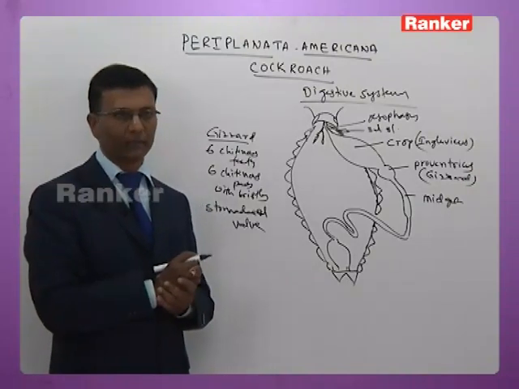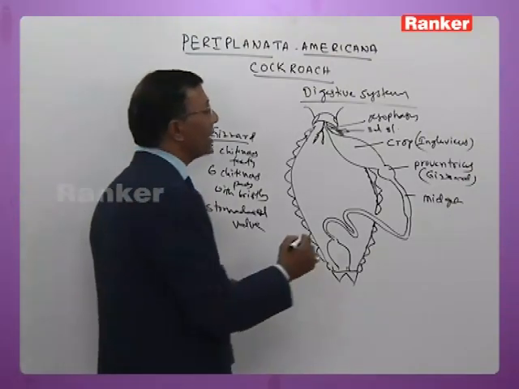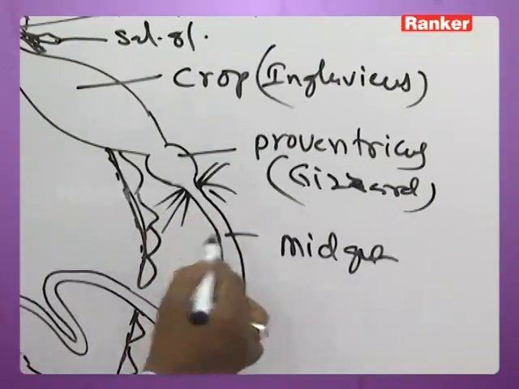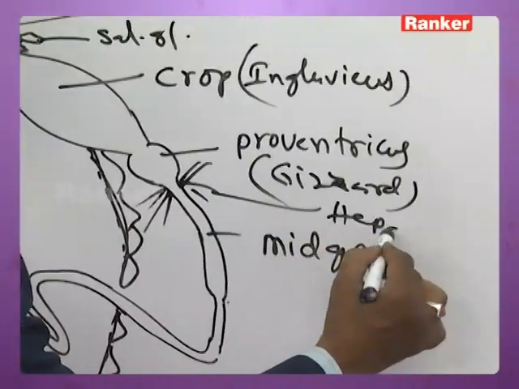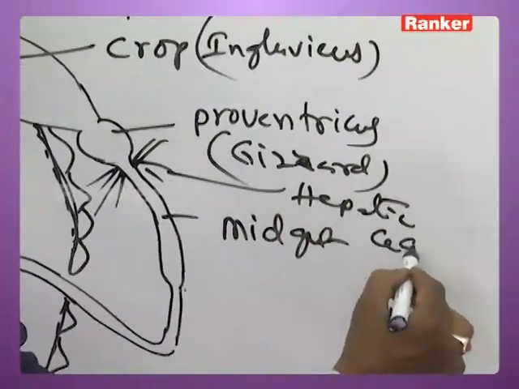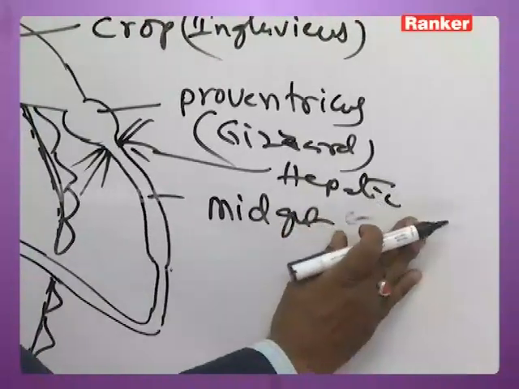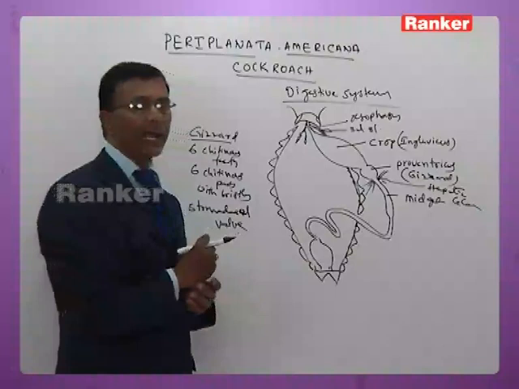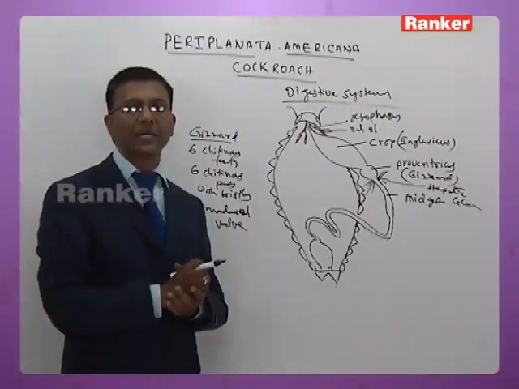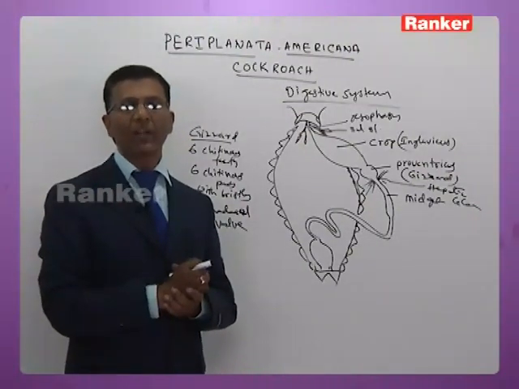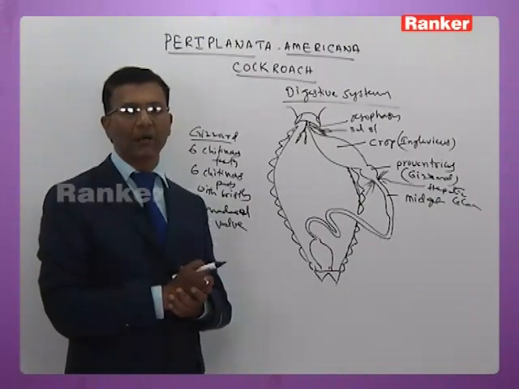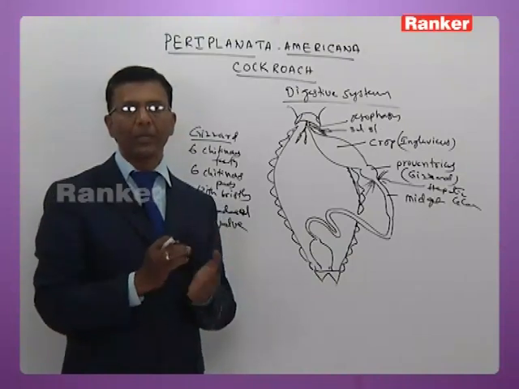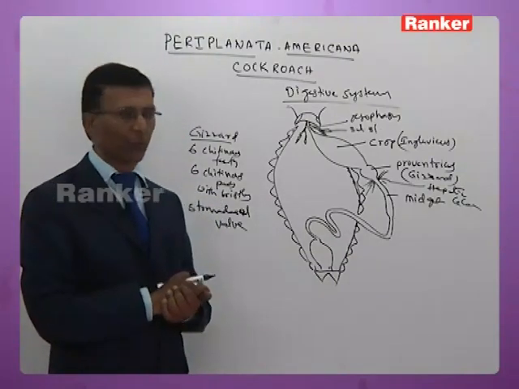Now, at the junction of the gizzard and mesenteron, 6 to 8 finger-like projections called hepatic caeca are present. The hepatic caeca are functionally similar to the liver and pancreas of other animals. They secrete digestive enzymes, and at the same time they also help in absorption of digested food.